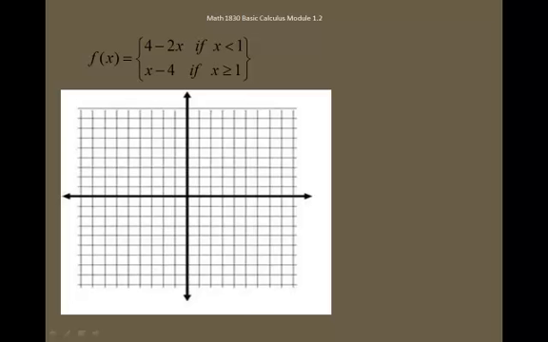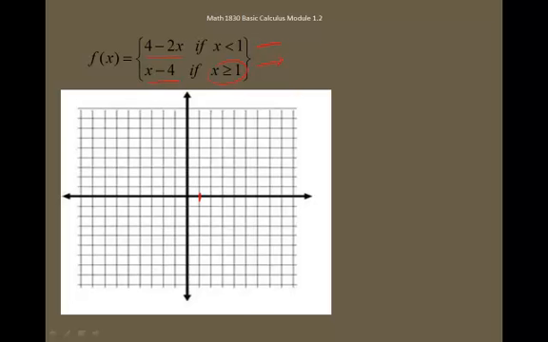Notice that in these two functions, the common point will be 1. If you notice, the top function, 4 minus 2x, acts like this as long as x is less than 1. And it acts like the bottom function when x is greater than or equal to 1. So let's see where these two functions meet at 1. We're looking at x equals 1, which is right there.